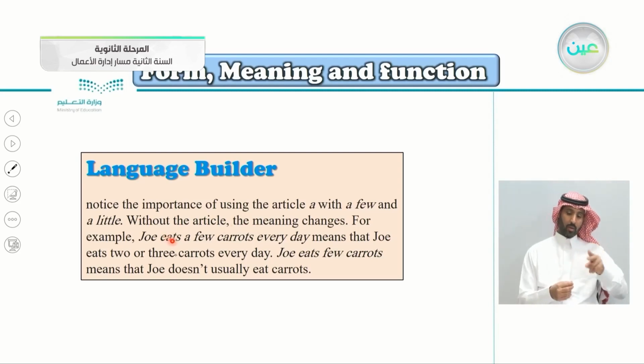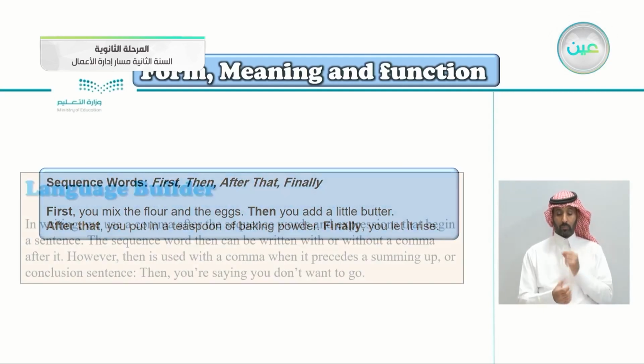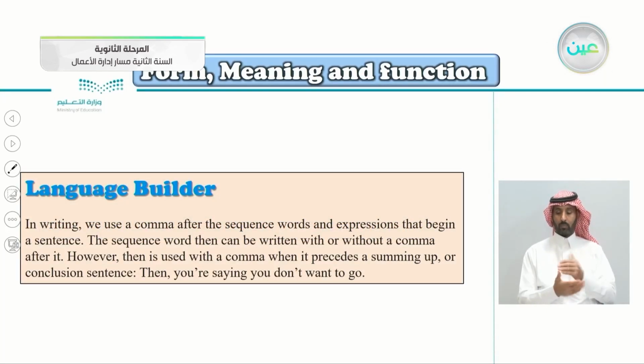If you say Joe eats a few carrots, it means maybe he eats just 2 or 3 carrots. When you say Joe eats few carrots without the a, it means Joe doesn't usually, as a habit, eat carrots. Sequence words: first, then, after that, finally. First, you mix the flour and the eggs, then you add a little butter. Of course, we mentioned this earlier. Language builder here, another one.